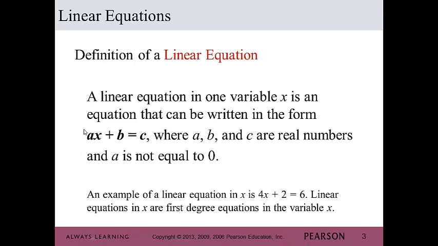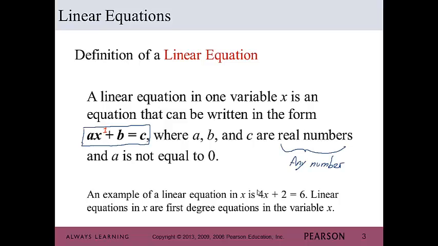Well, it's an equation written in the form ax plus b equals c, where a, b, and c are real numbers, and real numbers just mean they are any number. So any number you can think of is a real number, and a is not equal to 0. Also notice that the power or the exponent on x is invisible. When it is invisible, we assume it to be 1. So linear equations are equations in this form, and also the exponent on your variable is 1.